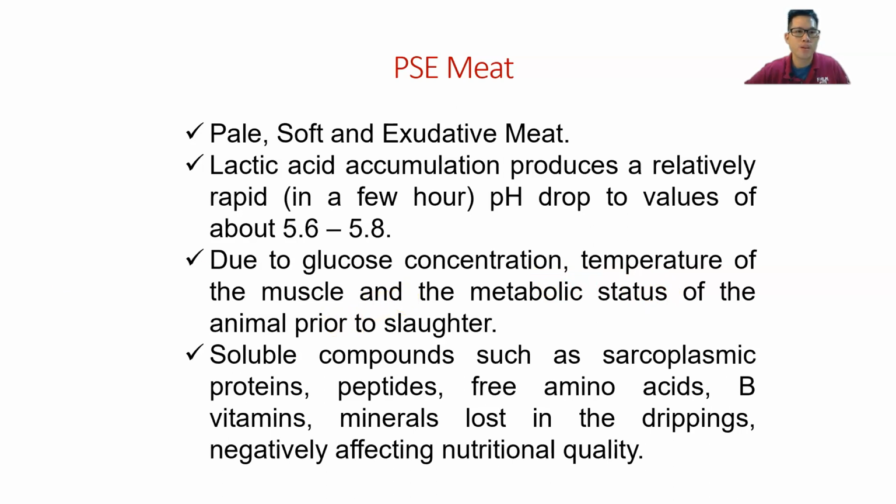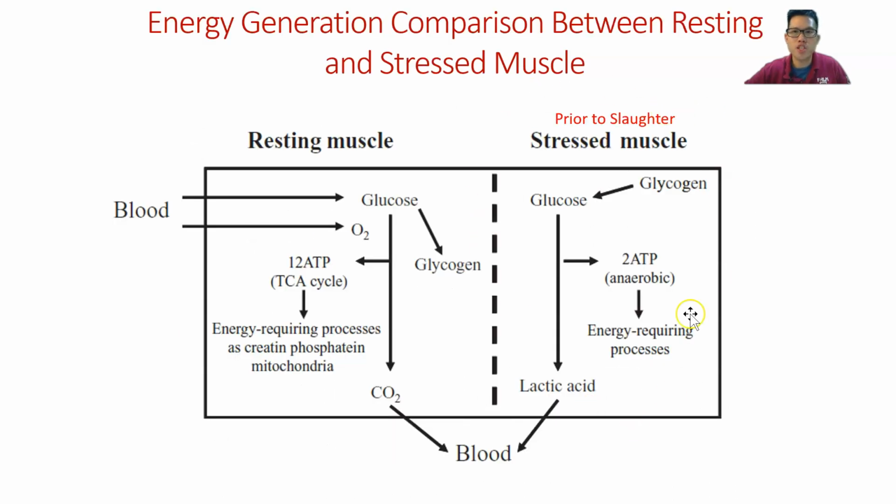Another condition is when the animal is stressed too much prior to slaughter. If they are stressed too much, they will produce lactic acid in their blood. This will also lead to too much reduction of the pH and causes PSE meat. Okay, so this is not desirable.